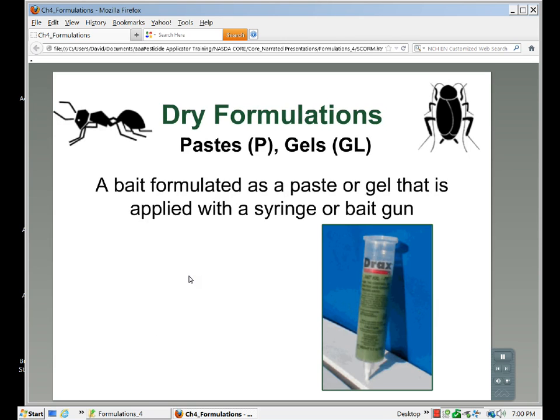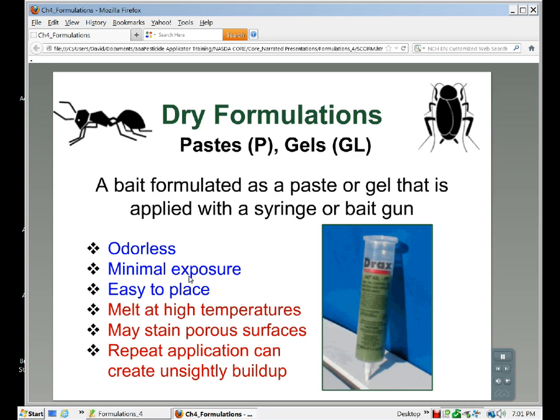Pastes and gels are formulated baits. They're odorless and easy to place. Pastes and gels provide for minimal exposure when used correctly. However, high temperatures can cause them to melt, and they can stain porous surfaces. If possible, clean up previous material to minimize unsightly buildup.